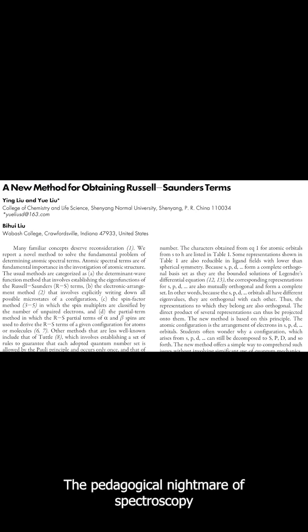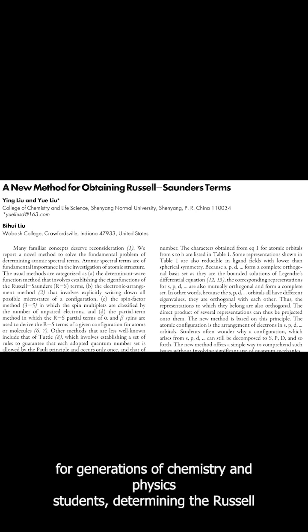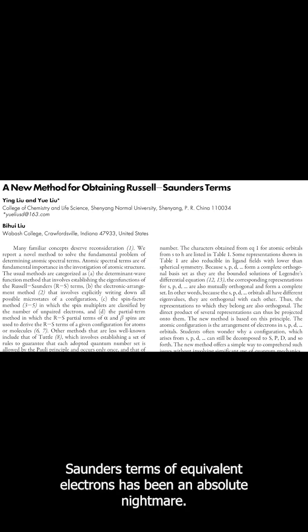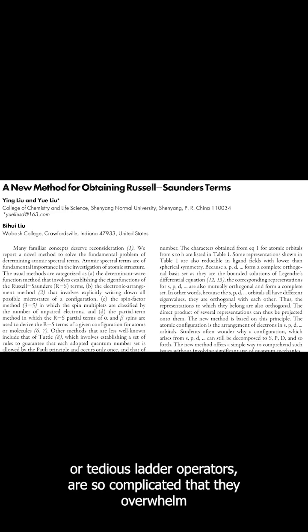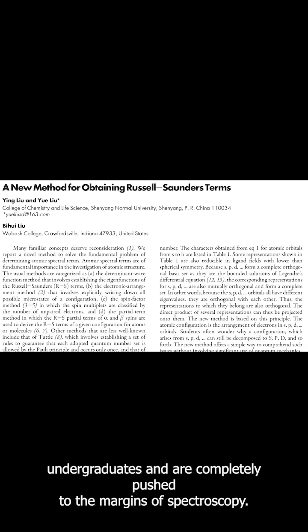Scene 1, The Pedagogical Nightmare of Spectroscopy. For generations of chemistry and physics students, determining the Russell-Saunders terms of equivalent electrons has been an absolute nightmare. Standard textbook methods, whether they rely on massive tables or tedious ladder operators, are so complicated that they overwhelm undergraduates and are completely pushed to the margins of spectroscopy.